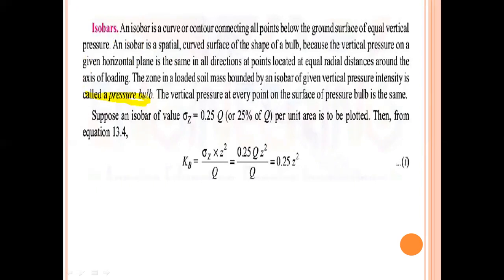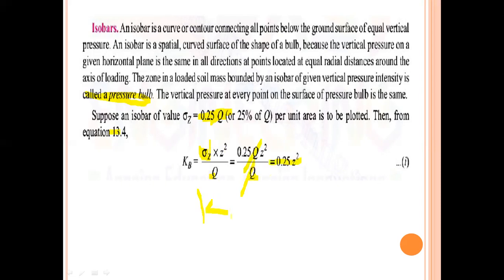So here, the isobar is bulb shape. Then the vertical pressure at every point of the surface of the pressure bulb is the same. Suppose an isobar value sigma z equals 0.25 q. That means 25 percent of q per unit area is to be plotted. Then from the previous equation 13.4, Kb equal to sigma z into z square by q. Here the sigma z value is 0.25 into q. Then substitute 0.25 into q into z square divided by q. Here q cancels, then the remaining value is 0.25 into z square.